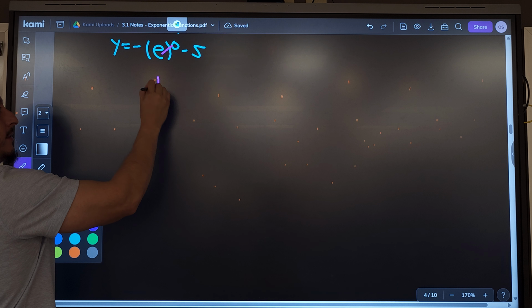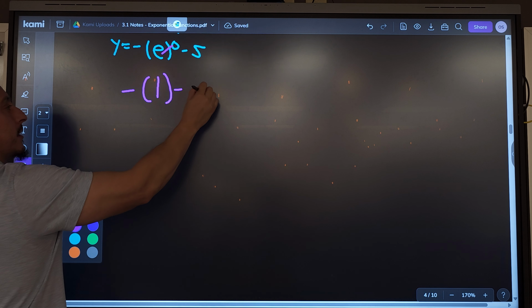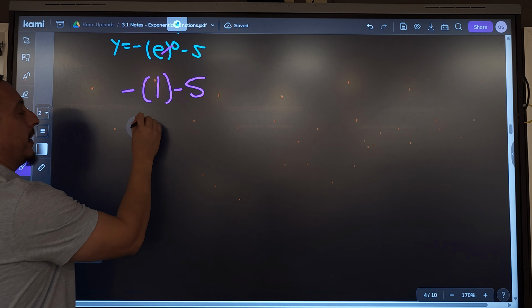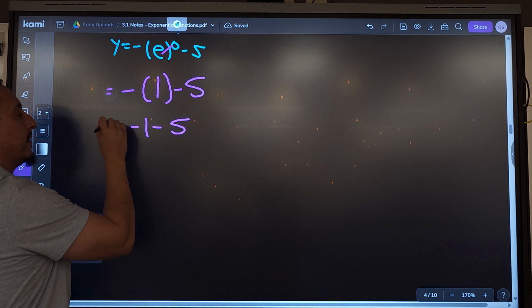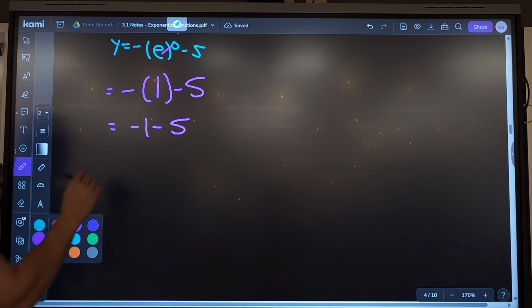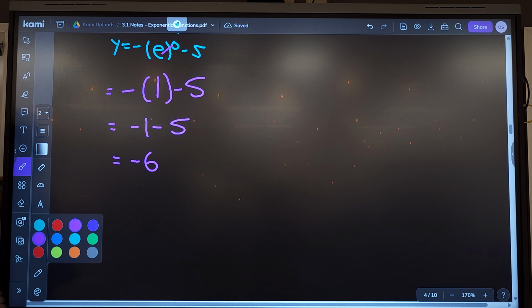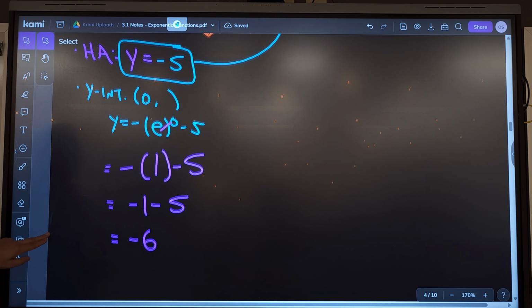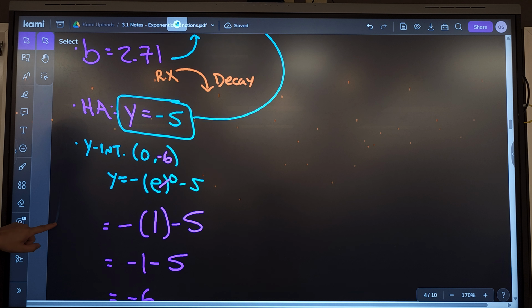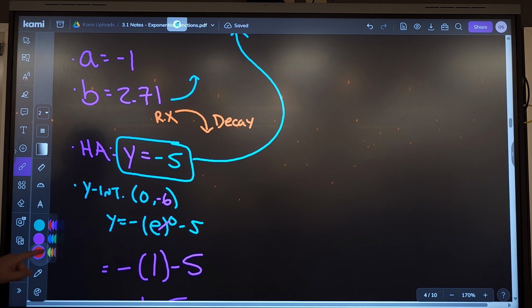So that's a 1. And then you take care of that negative in the front. So it ends up being -1 minus 5. Does that make sense? The little detail, big difference. So -6. Okay. So my y-intercept is located at 0, -6. Okay, we have all the info we need.